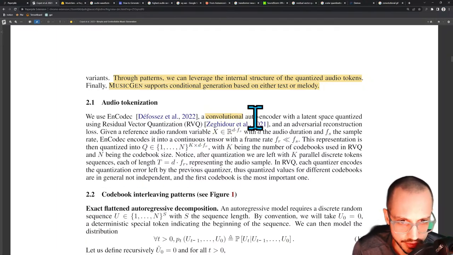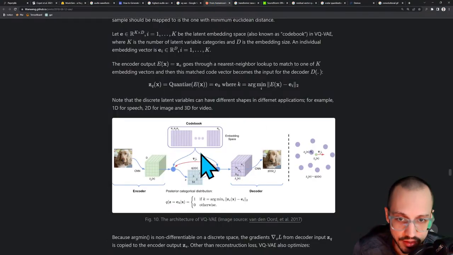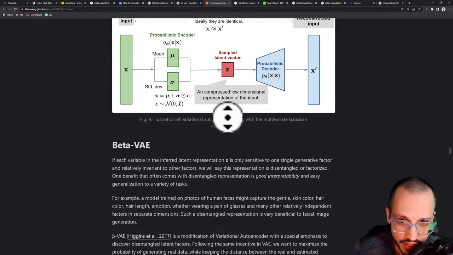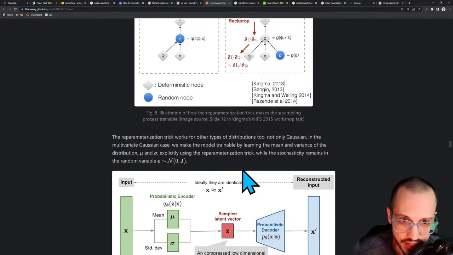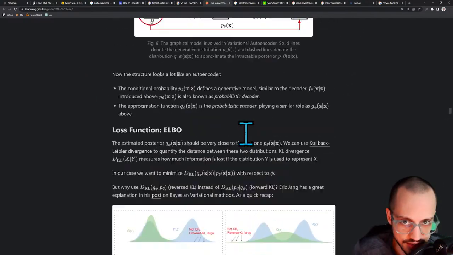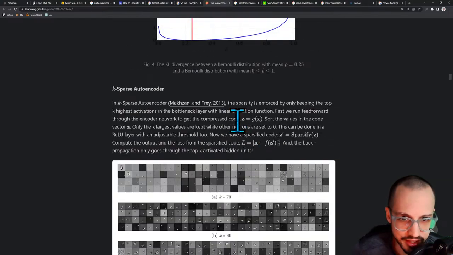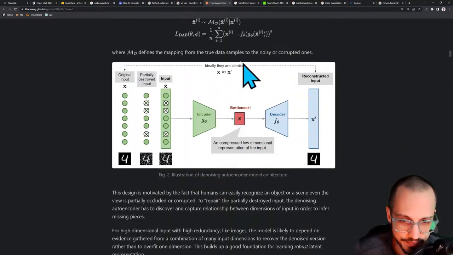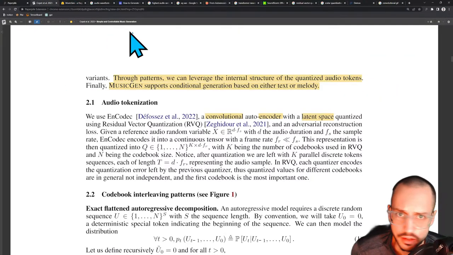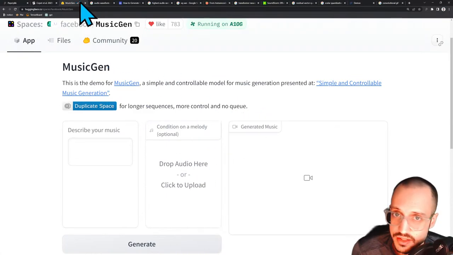Autoencoder, right? So this is the encoder part with a latent space. The latent space is this space in between, the language that the encoder and decoder communicate in, is kind of the cooler way to think about it. This is the latent space. Quantized, so this latent space is quantized, right?